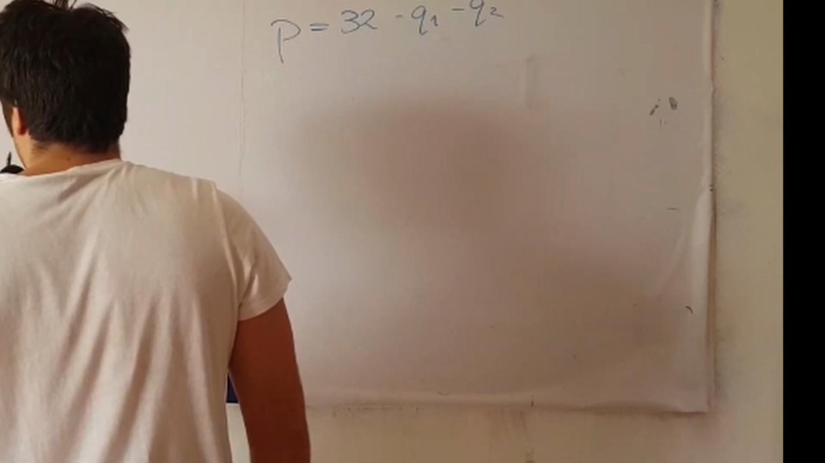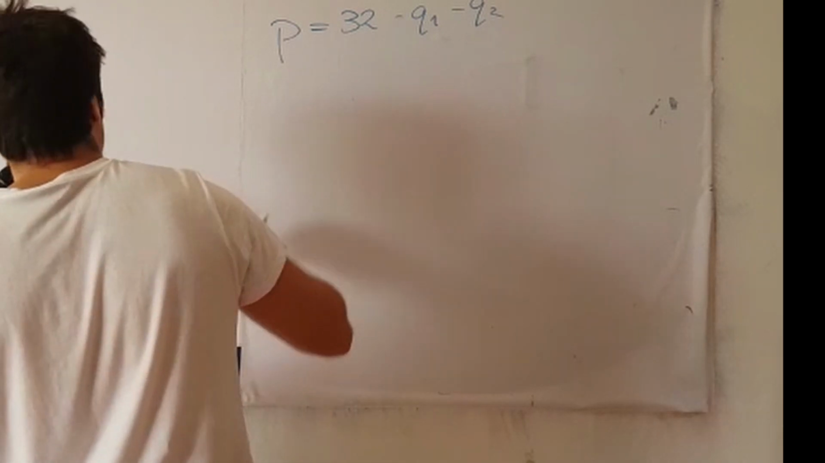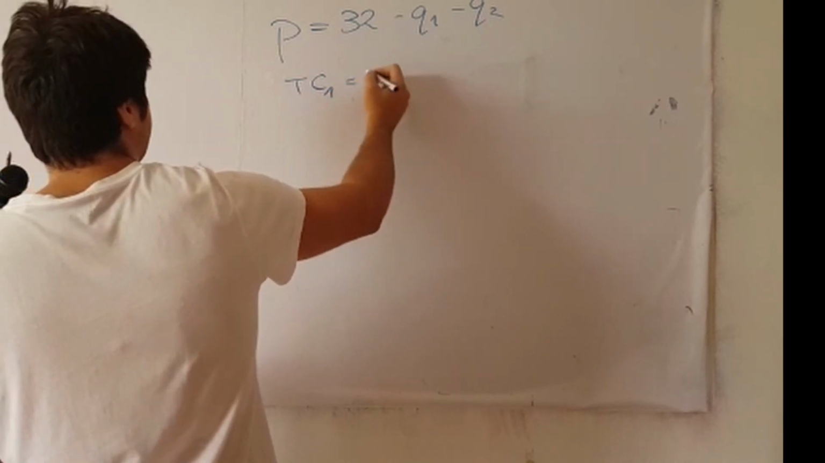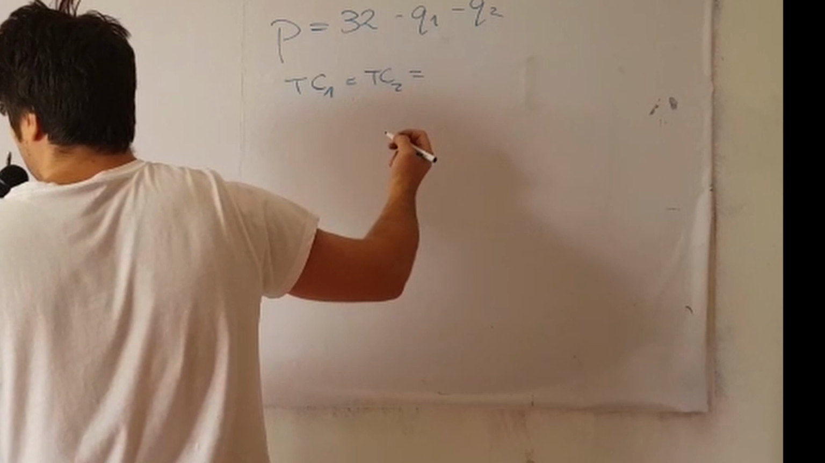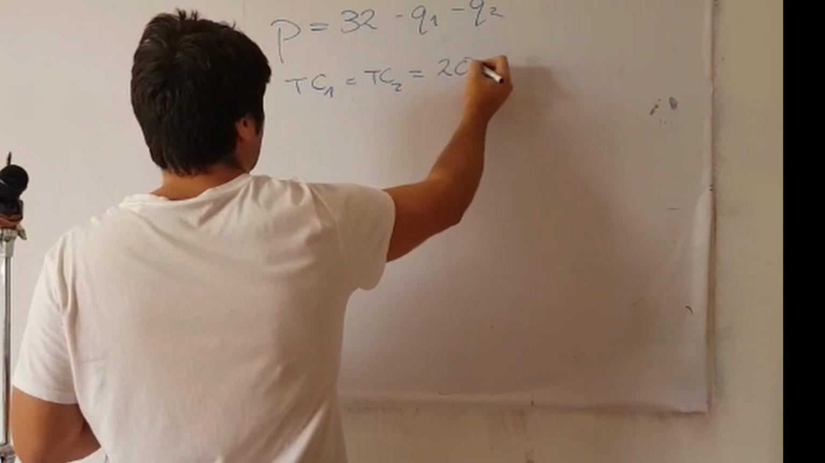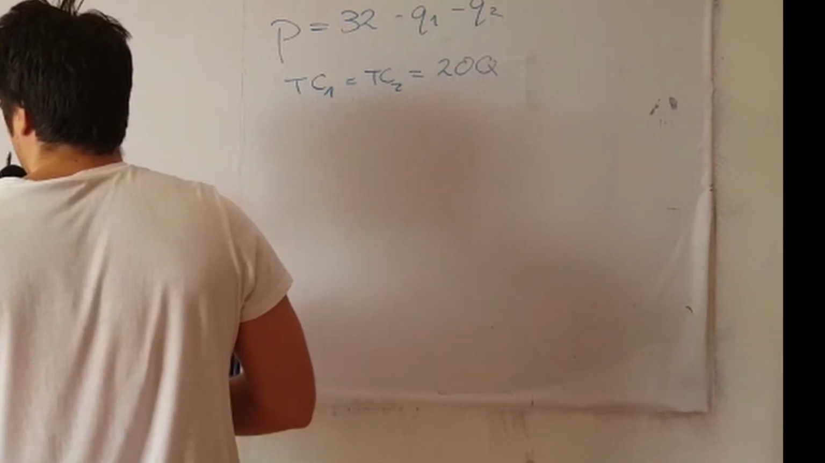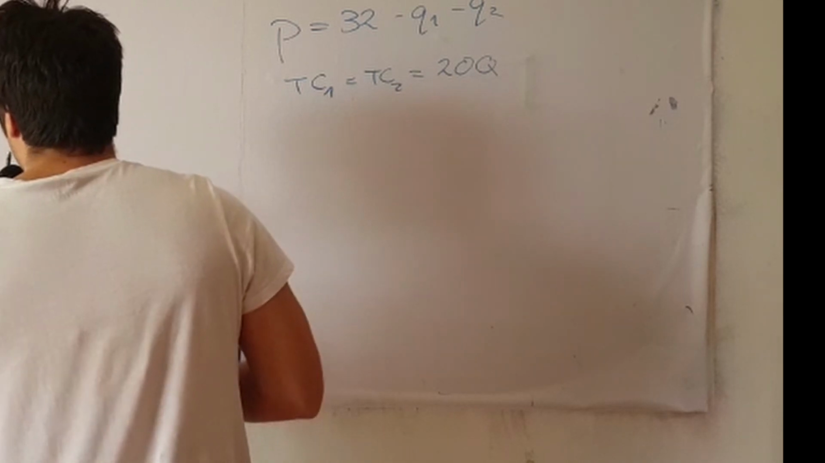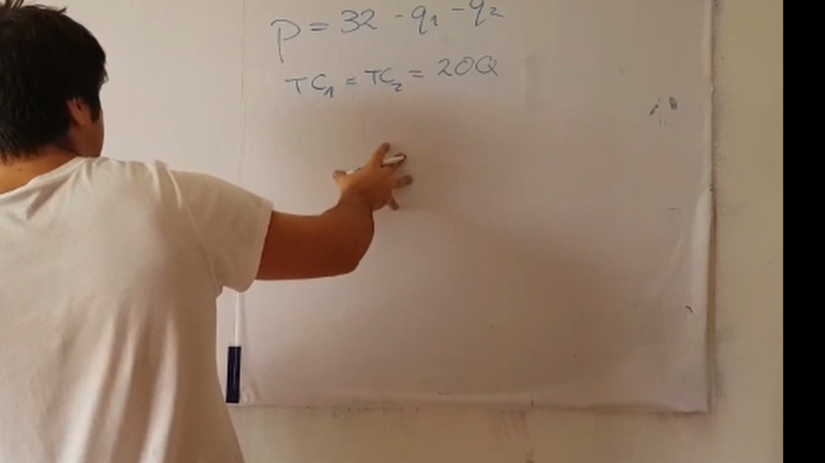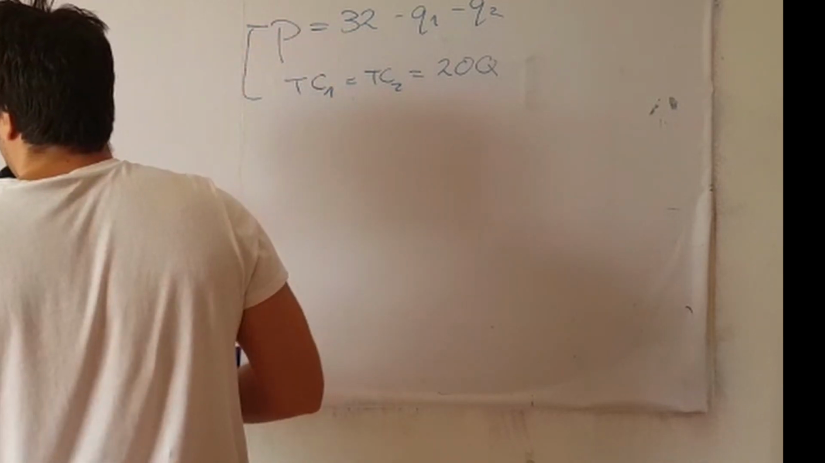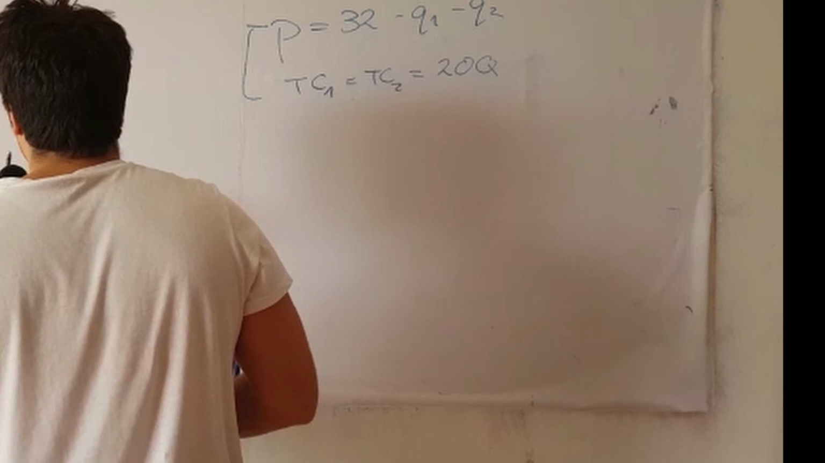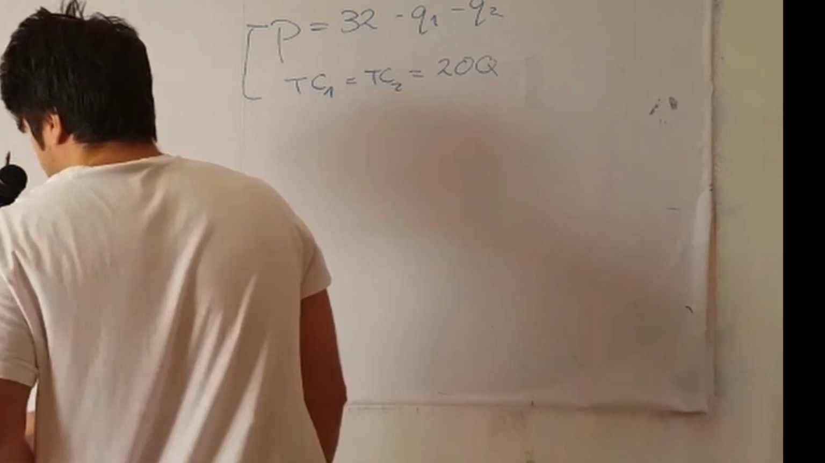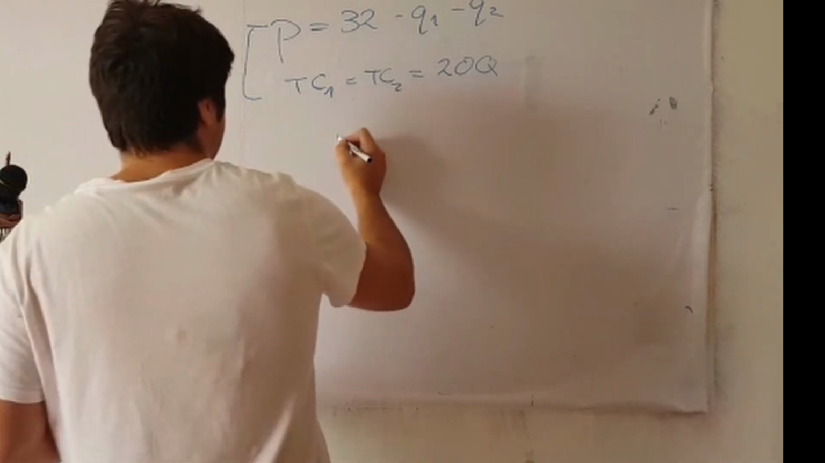Then we have another set of data, which is total cost 1 equals total cost 2, which is equal to 20Q. This means that the total cost of firm 1 is going to be equal to the total cost of firm 2, and this is going to be equal to 20Q. So this is the set of data we need, and now we need to know something really important. I'm going to write it down.